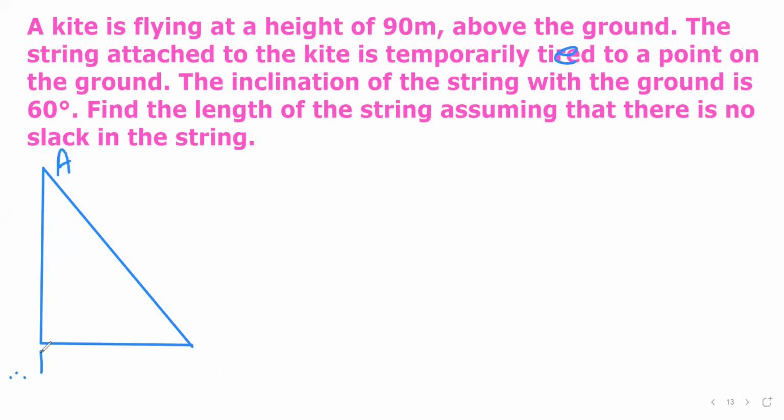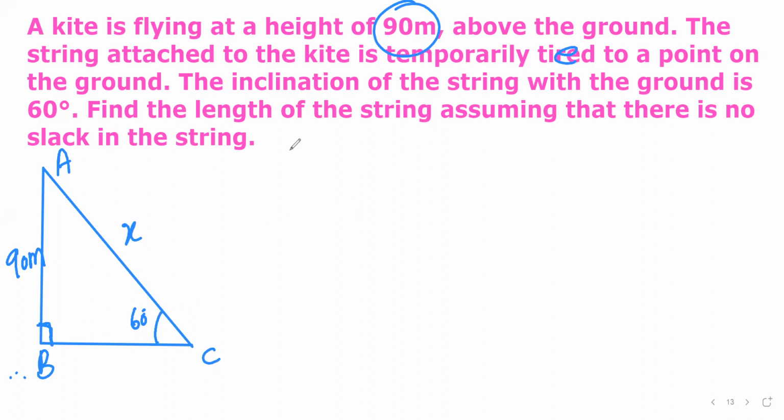A, B, C, and angle made by the string with the ground is 60 degree and height is 90 meter. The kite is flying at the height of 90 meter and we have to find the length of the string, and here is the angle made by is 90 degree.